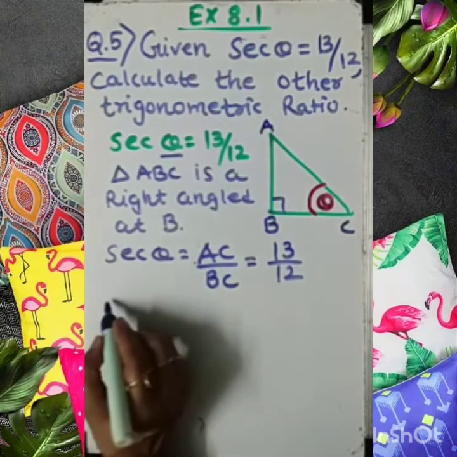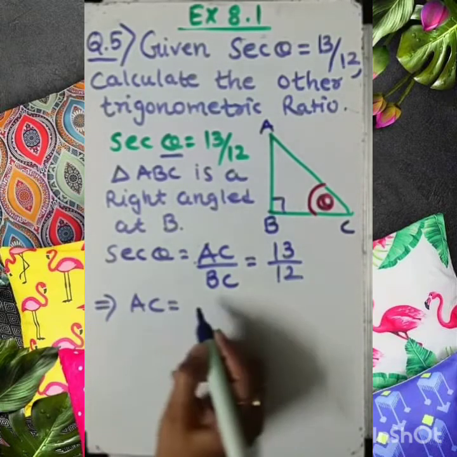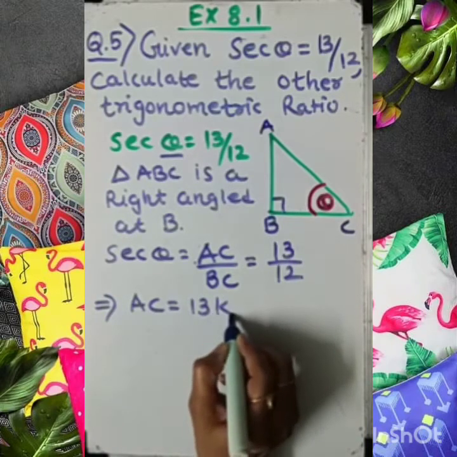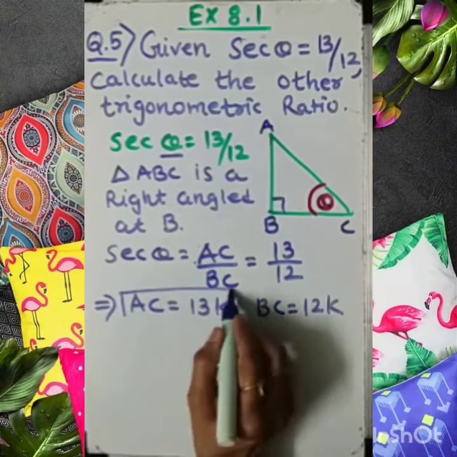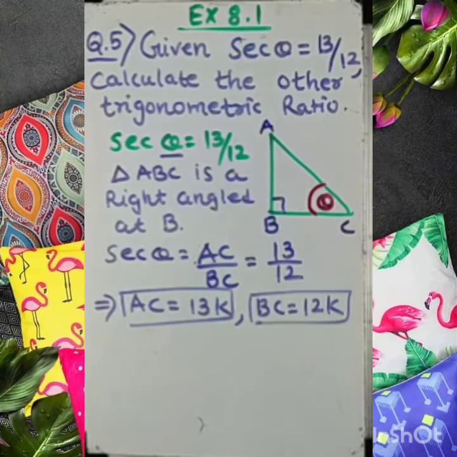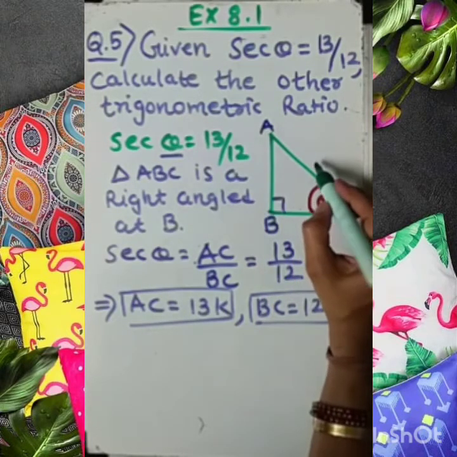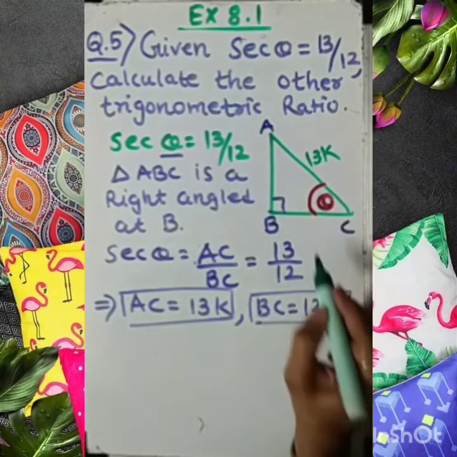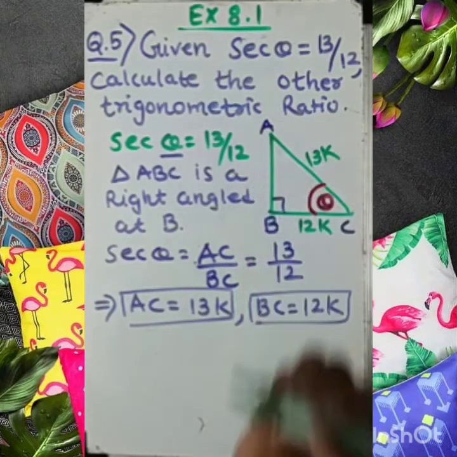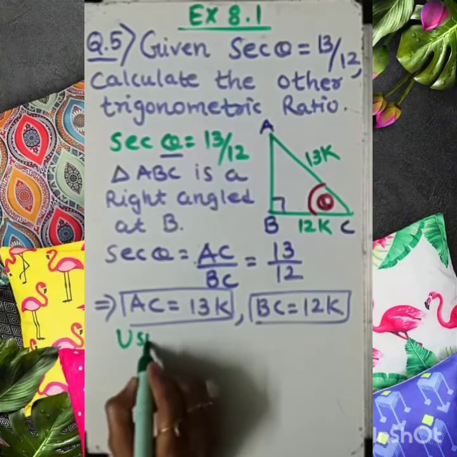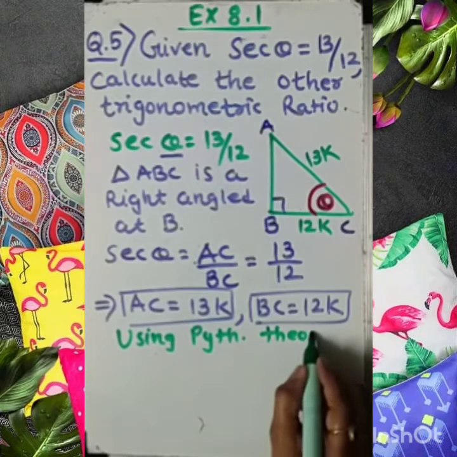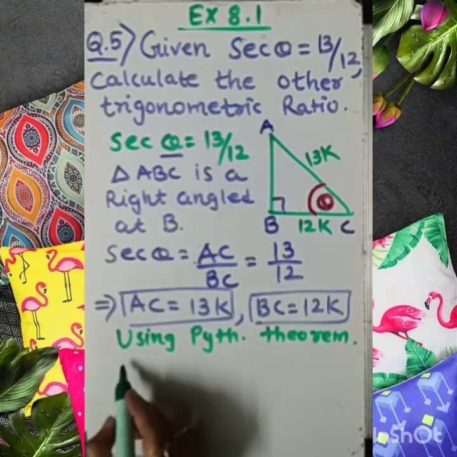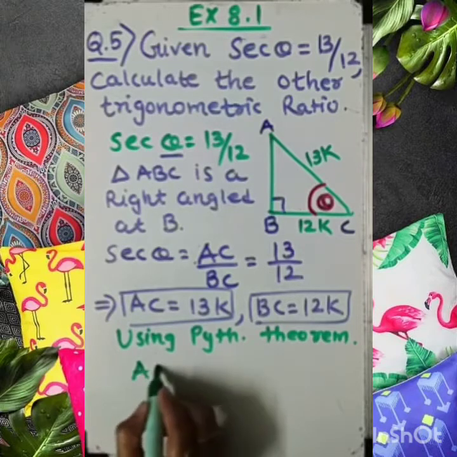So it implies that the value of AC, let's take one constant, 13K, and BC I am choosing 12K. As I told you, you can choose X also, no issue, but generally K will be used. So these two values we got. This is 13K, this is 12K, but we do not know AB. So now we are going to apply the Pythagoras theorem. Very easy. Apply the Pythagoras theorem.